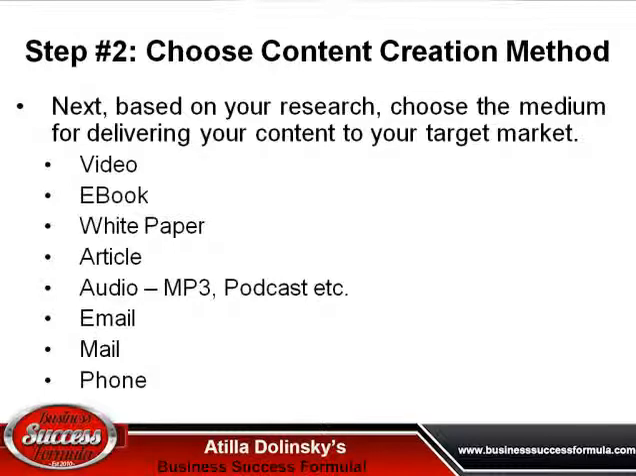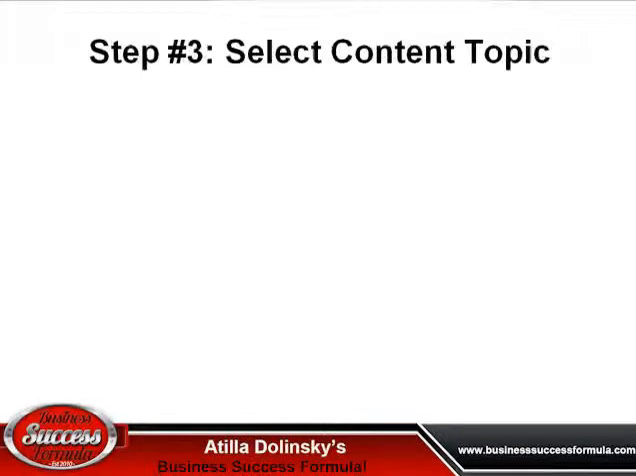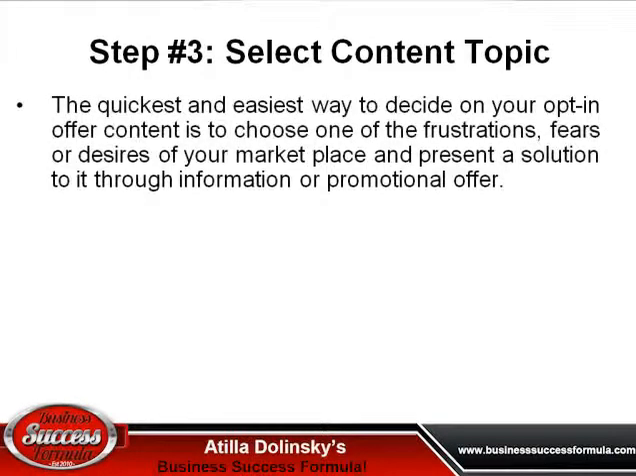So the first step is to know your target market. The next step, once you know your target market, is to decide how your target market wants their content to be delivered to them. Step 3, select your content topic. The quickest and easiest way to decide on your opt-in offer content is to choose one of the frustrations, fears, or desires of your marketplace and present a solution to it through information or a promotional offer.